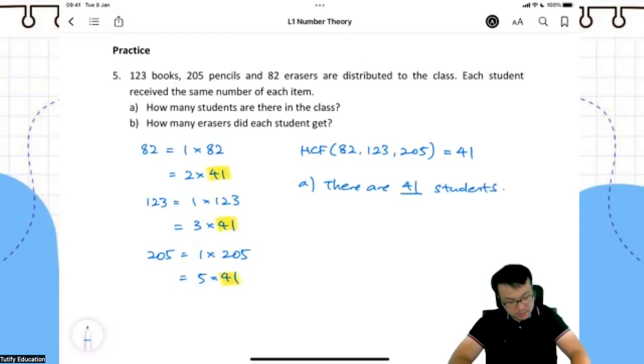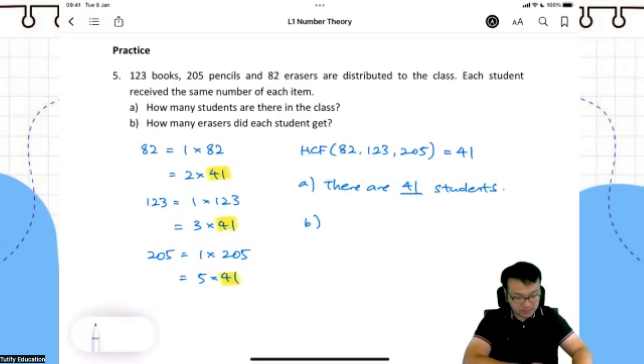students. Now, how many erasers did each student get? Now, Claudia, you answer first. That one I'm not done. No, I'm doing with you. Because you see, now we already know that there are 41 students, right, Claudia? Now, how many erasers are there?